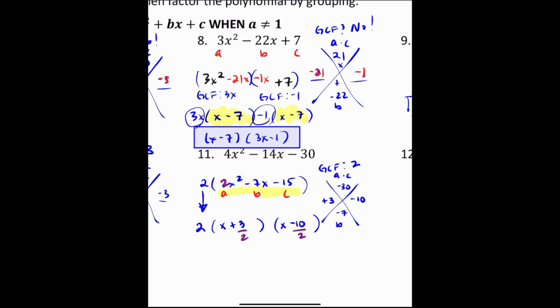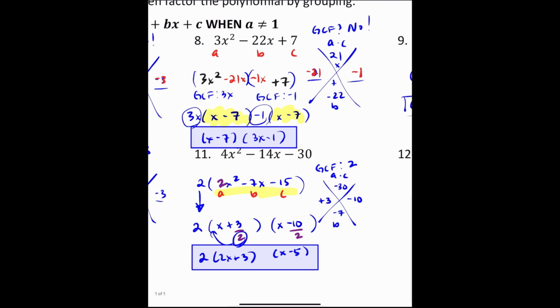So I notice that the 2 goes into negative 10 just fine, so that's just going to be x minus 5, but 2 doesn't go into 3 at all. So what are we going to do? We're going to swing it. So this is 2x plus 3, but don't forget we factored out the 2. So the 2 needs to be part of our answer. Your answer is 2 times the quantity of 2x plus 3 times the quantity of x minus 5.